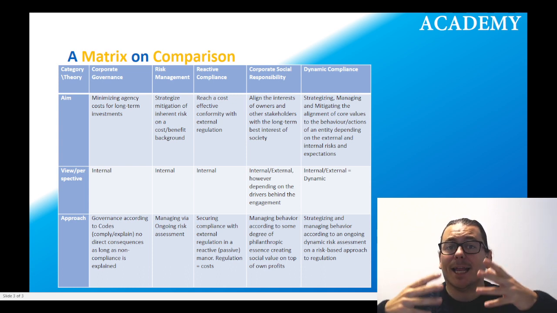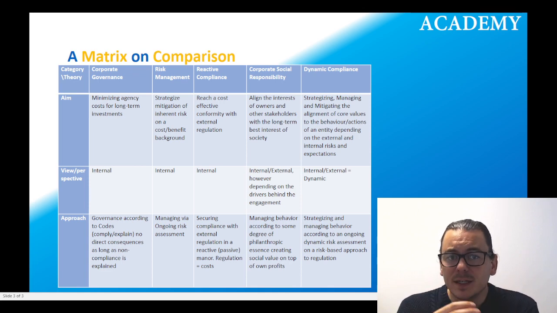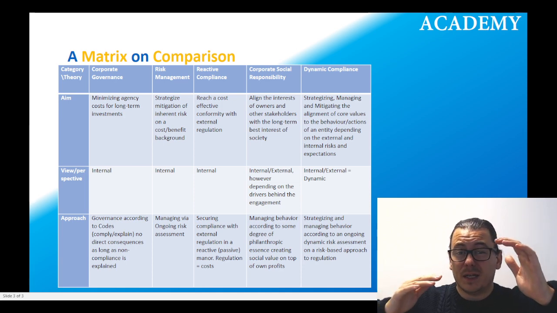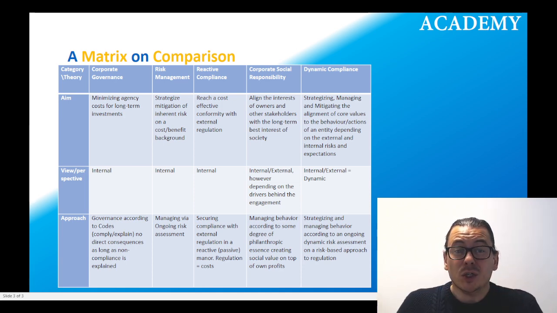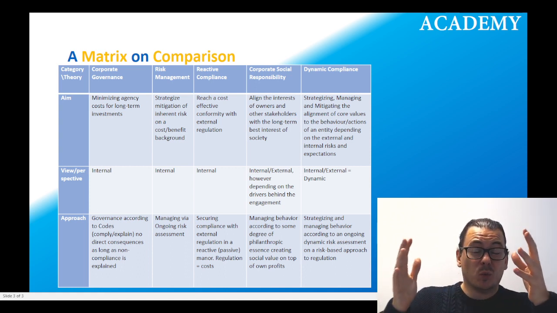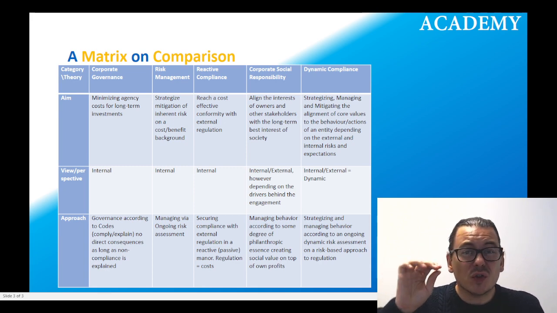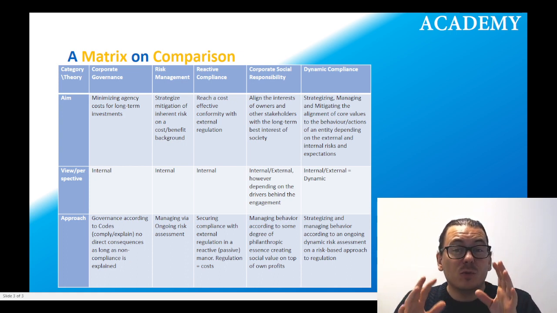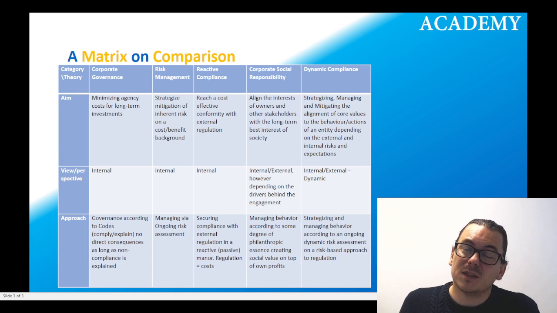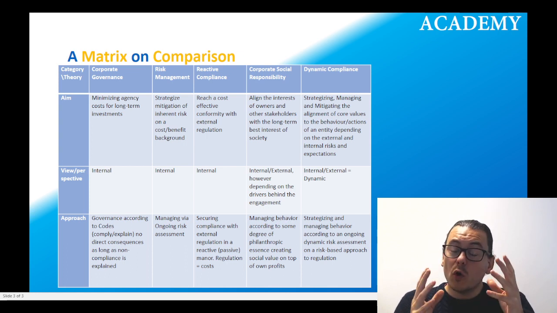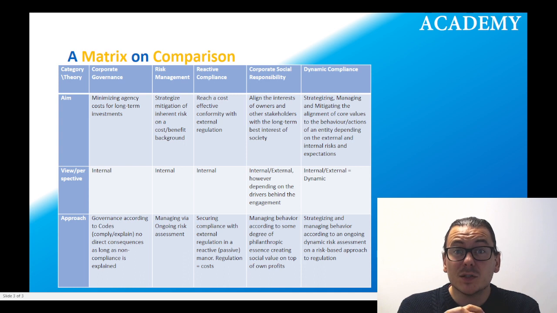So again, the aim of corporate governance is long-term investment, aligned with your stakeholders. Risk management is more of an operational side, minimizing your risk on a cost-benefit analysis, like a baseline, trying to take in all your inherent risk and see, okay, what should we mitigate, what should we not mitigate. Why that is relevant in terms of compliance is because the structure and process of risk management will also be the model, the iterative cycle that we will use later when I present the method of dynamic compliance.